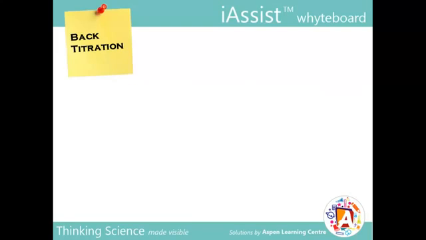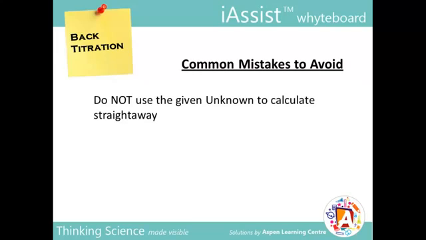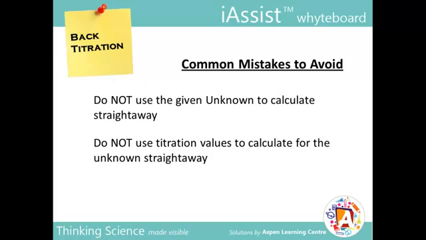At this point, if you are clear on how this works, you should know to avoid 3 common mistakes. Firstly, do not start calculating with the very first value given in the question, which is usually the unknown itself. Secondly, do not use values from the titration itself to straight away calculate the unknown. Remember, the titration is for the leftovers and not the unknown. And lastly, do not forget to account for any aliquoting that is being done in the question.